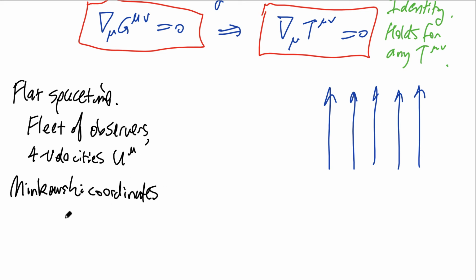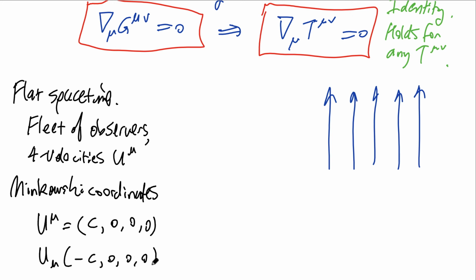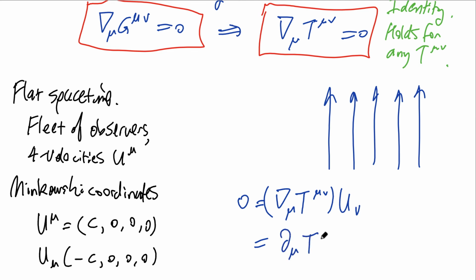So that the 4-velocity is just (c, 0, 0, 0). And of course we can lower the index using the Minkowski metric. This would be (-c, 0, 0, 0). Now let's take this identity and multiply by u_ν. So this is ∂_μ T^{μν} times u_ν. And of course in Minkowski coordinates, this is just an ordinary partial derivative acting on T^{μν}.